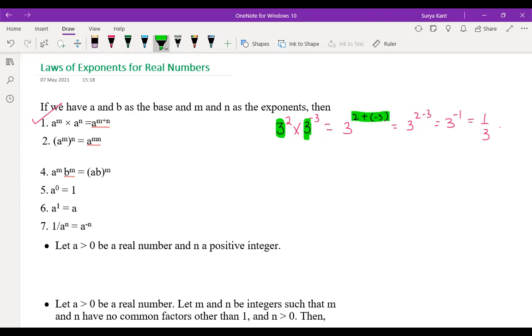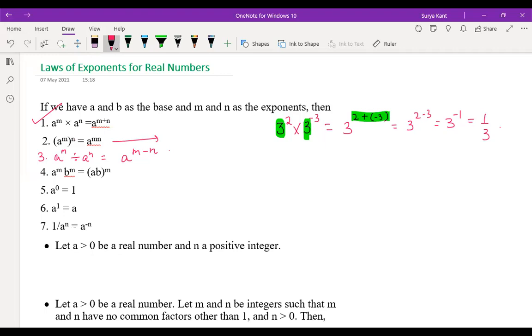Again, here you see, the second one. We can write a to the power m divided by a to the power n is equal to a to the power m minus n. We can subtract the powers if the bases are the same and we are dividing one by the other. Again, a to the power m, all to the power n.